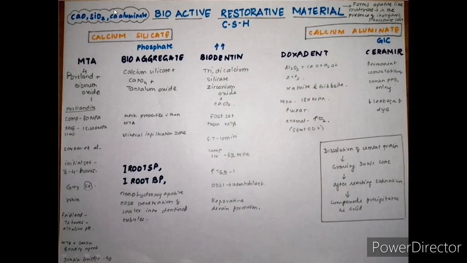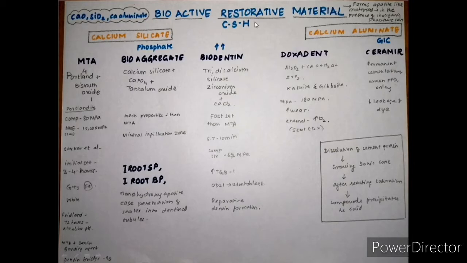Hello everyone. In this video, let us discuss bioactive restorative material. Another name for bioactive restorative material is hydraulic cement. Bioactive restorative material, when placed in a phosphate solution, will form apatite-like material, that is calcium phosphate. The composition of most bioactive restorative material will be calcium oxide, silicon dioxide and calcium aluminate.